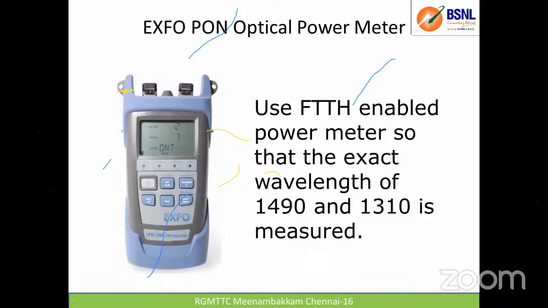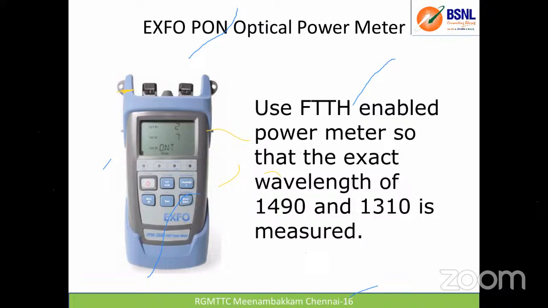Actually, this is a device we call a power meter. It looks similar to a multimeter. If a customer is in need of a fiber connection, first the vendor will check how much loss is identified until the customer end. If the loss is between minus 28 dB and 8 dB, then only can the broadband connection be accessed by the customer.